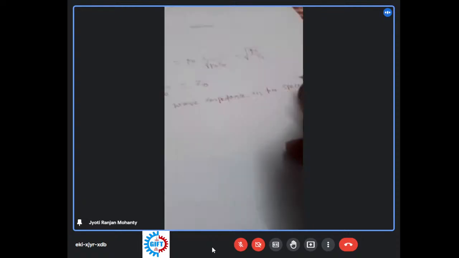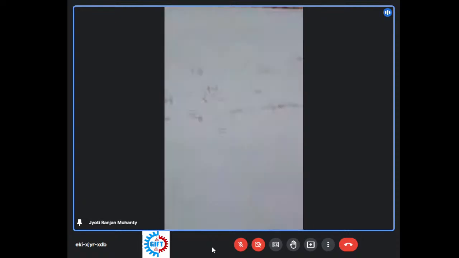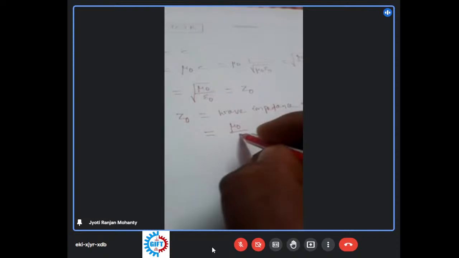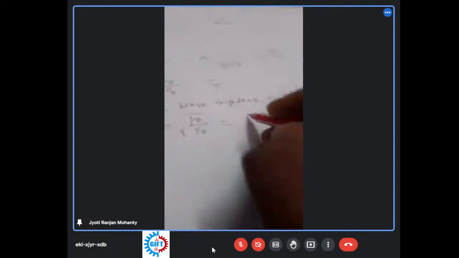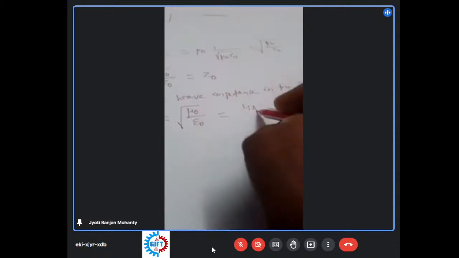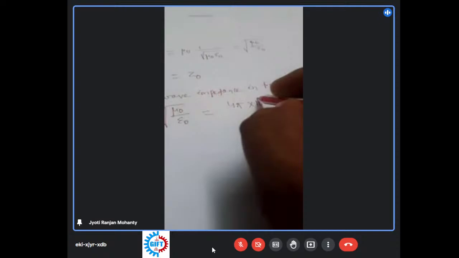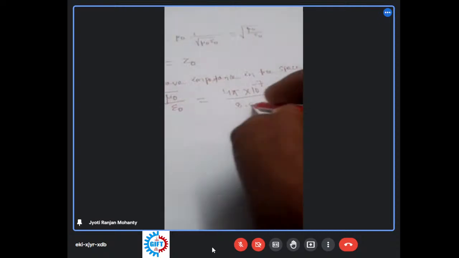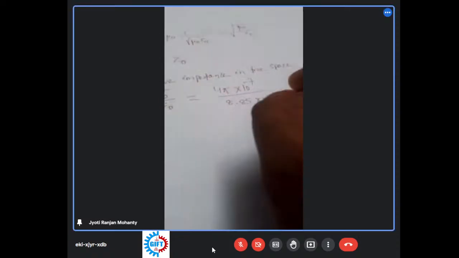You have to remember its value. What value do we take for Z0? Square root of mu naught by epsilon naught, which is equal to, mu naught is 4 pi into 10 to the power minus 7, and epsilon naught is 8.854 into 10 to the power minus 12. Like school children, you can do it.